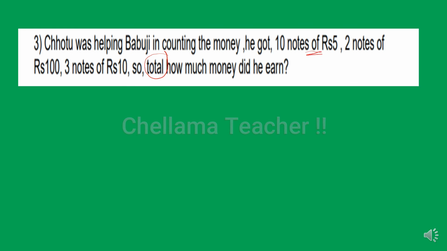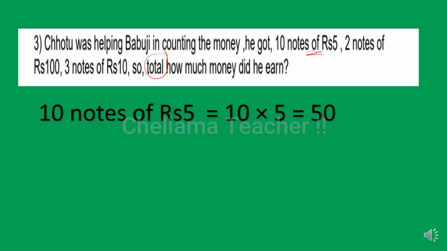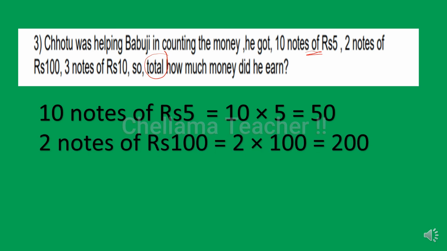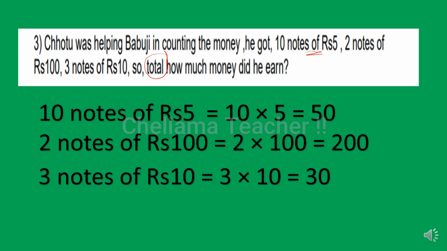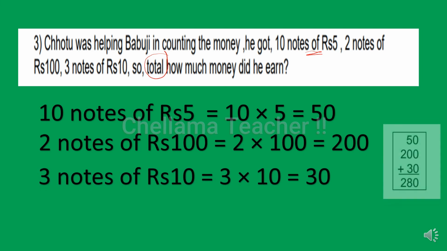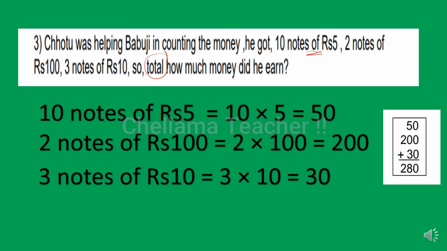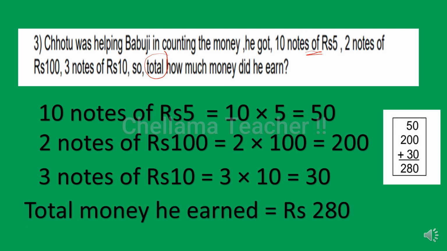Let's start with the first statement. 10 notes of rupees 5 is equal to 10 into 5 is equal to 50. And 2 notes of rupees 100, 2 into 100 equal to 200. And 3 notes of rupees 10 equal to 3 into 10, 30. So let's add these numbers. 50, 200, 30. So 50 plus 200 is 250. 250 plus 30 is 280. So the total money he earned is equal to rupees 280.